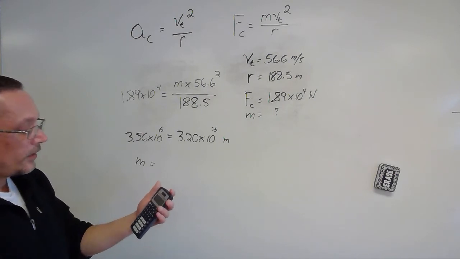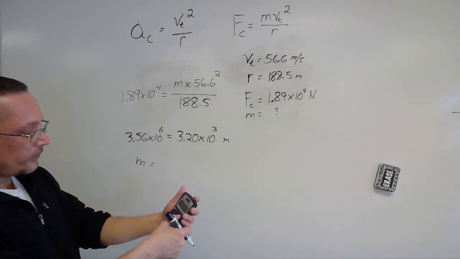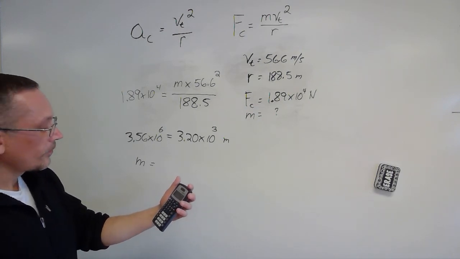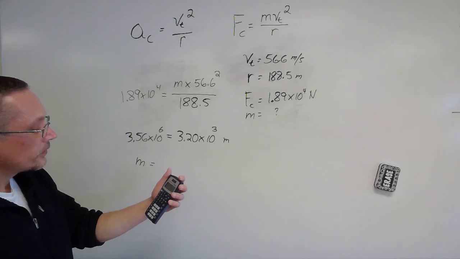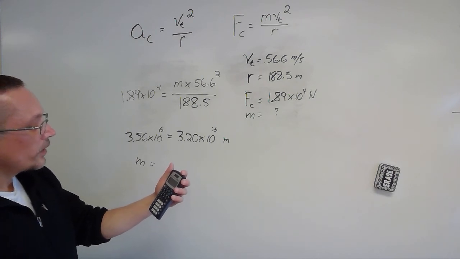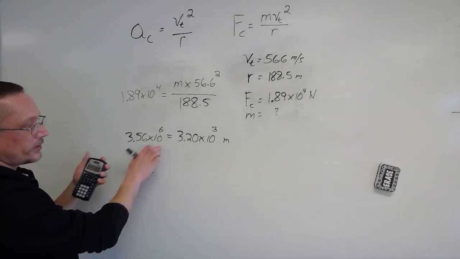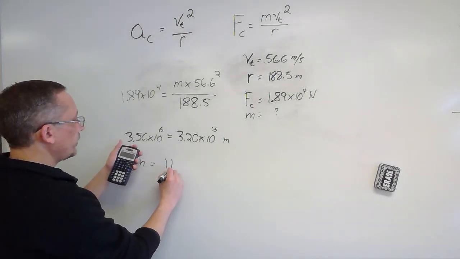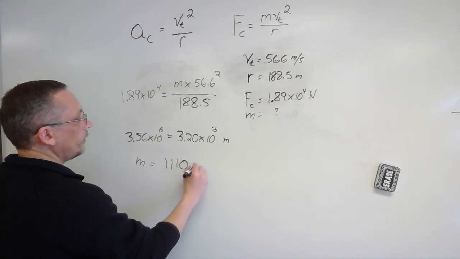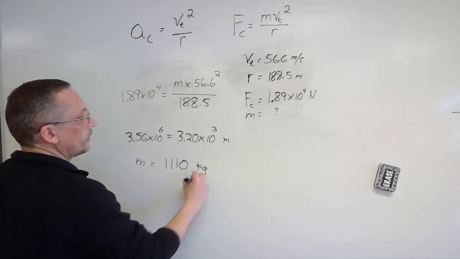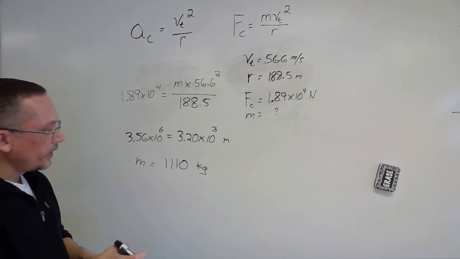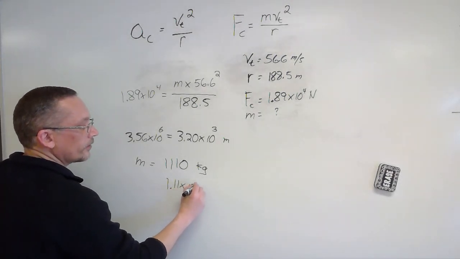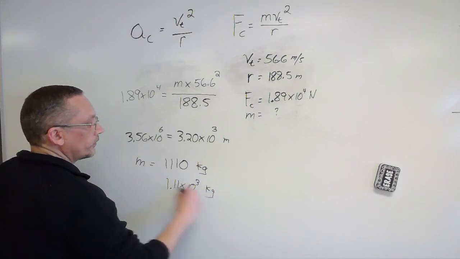And I get syntax error. Let me see, where did I mess that up? Oh, I missed the 6. There we go. And I get 1,112. We need 3 significant figures there. So let's say that's 1,110. And a mass is in kilograms. 3 significant figures. If you prefer, 1.11 times 10 to the 3rd kilograms.